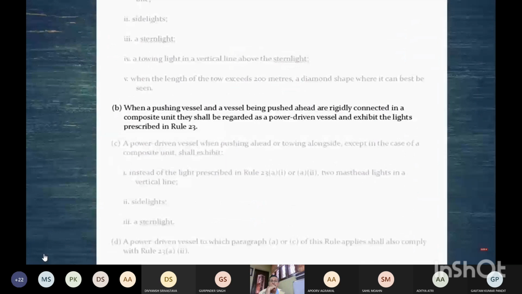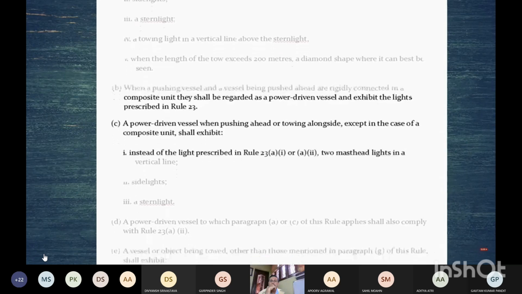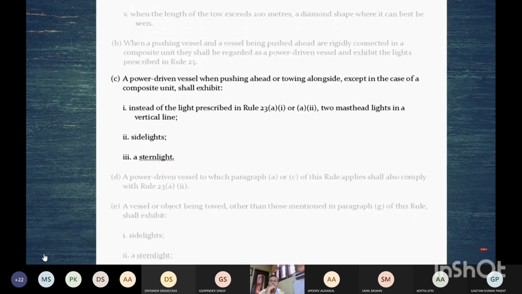Next, we're talking about pushing vessels that are rigidly connected to the thing they're pushing. In this case, they've got to show just the lights of a power-driven vessel. So they've not got to show anything different if they're rigidly connected together. If you're pushing ahead or towing alongside, unless you're in that composite unit, you just need to show two masthead lights in a vertical line. There is no option for that third masthead light. In this case, you can only show two, so there's nothing extra indicating length. In addition, side lights and a stern light, and you notice there's no towing light here.